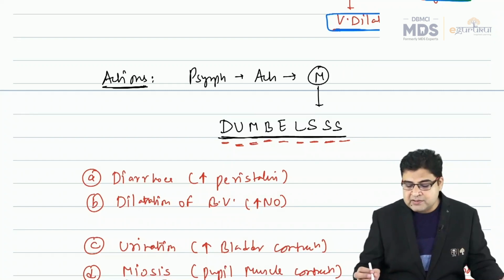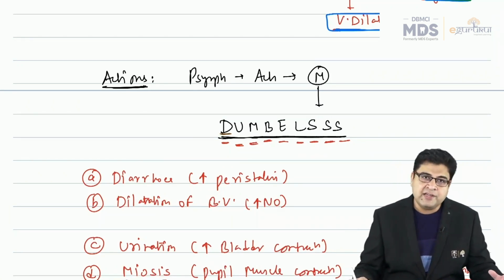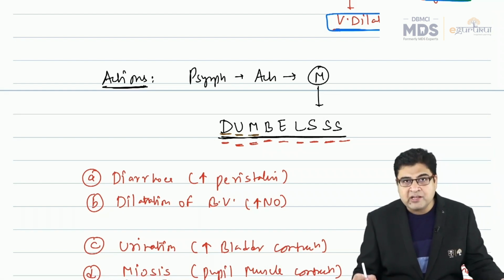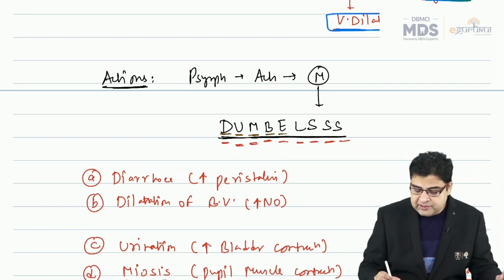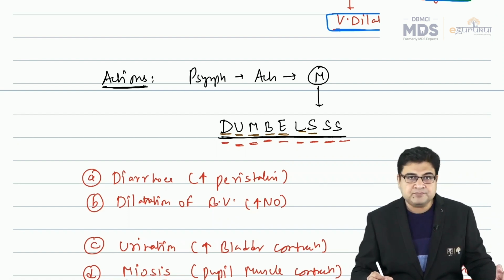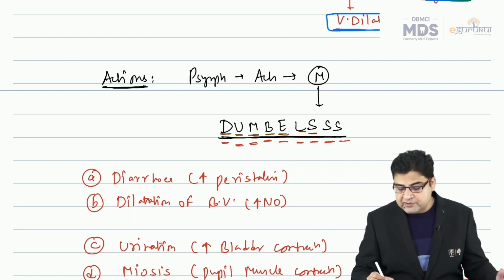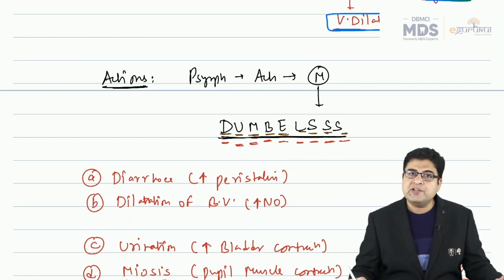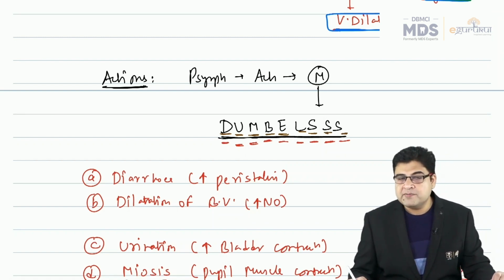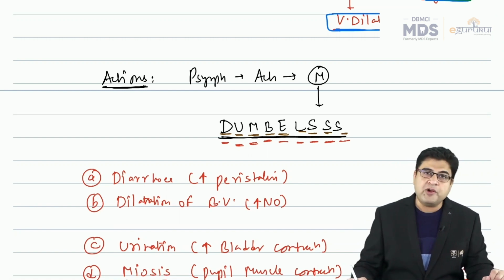Mnemonic is dumbbells. In this mnemonic, the D stands for dilatation of blood vessels as well as diarrhea. U stands for urination. M stands for miosis with accommodation. B stands for bronchospasm and bradycardia. E stands for erection. L stands for lacrimation. S stands for salivation, S stands for sweating, and S also stands for secretion of the acid. So all these actions of the parasympathetic system will take place in the human body.